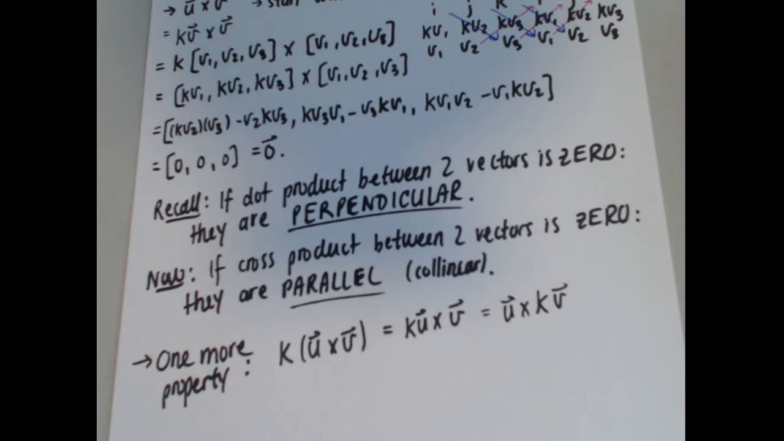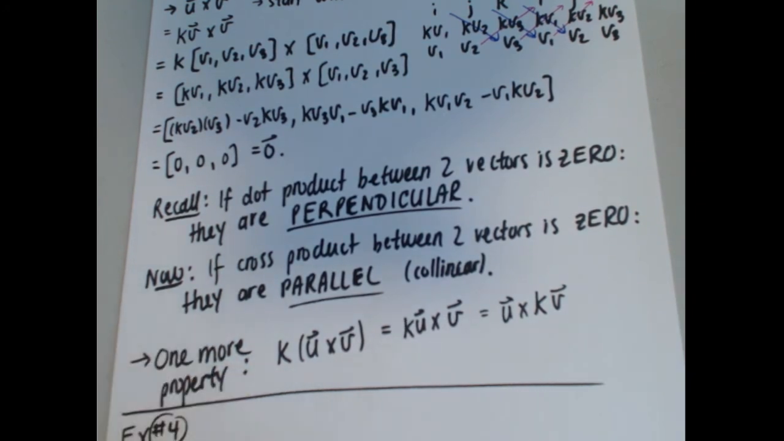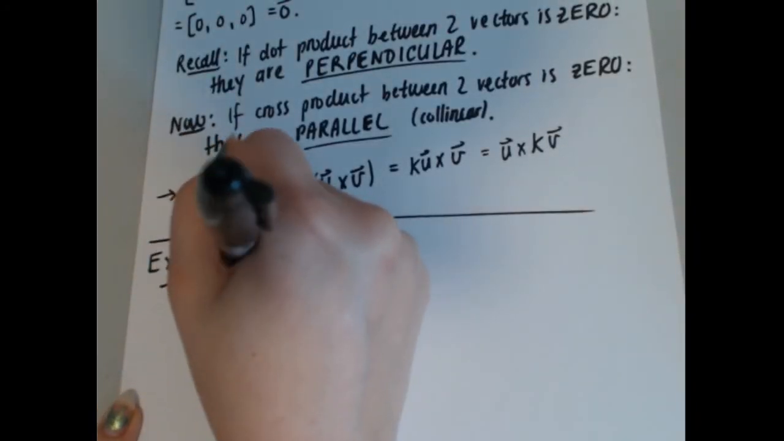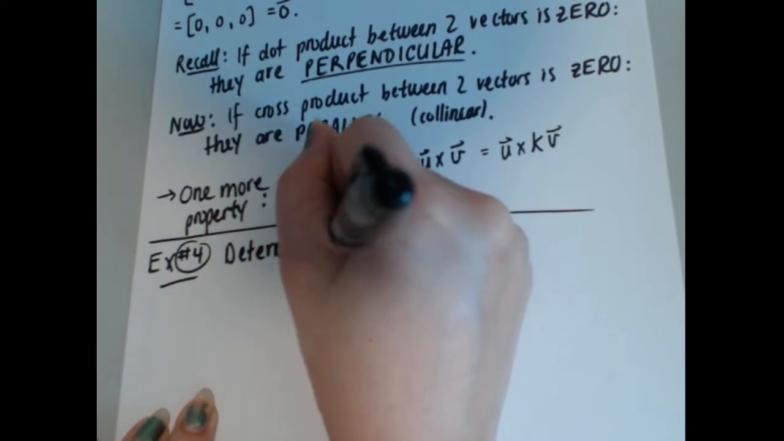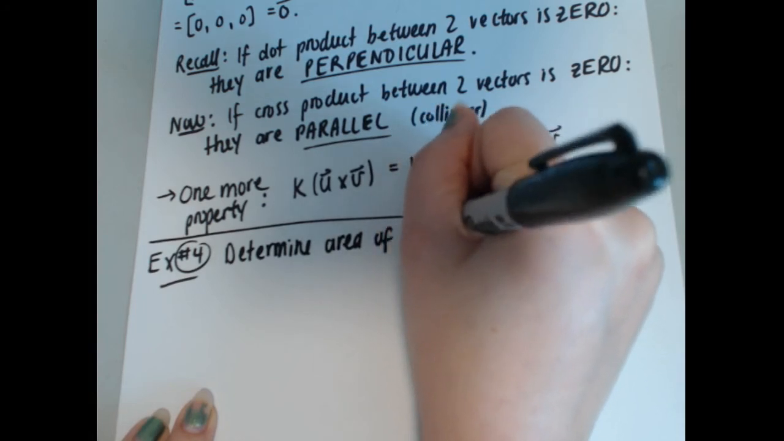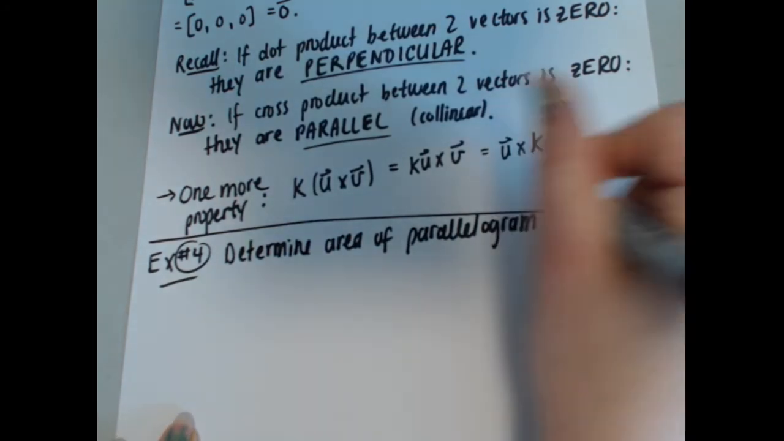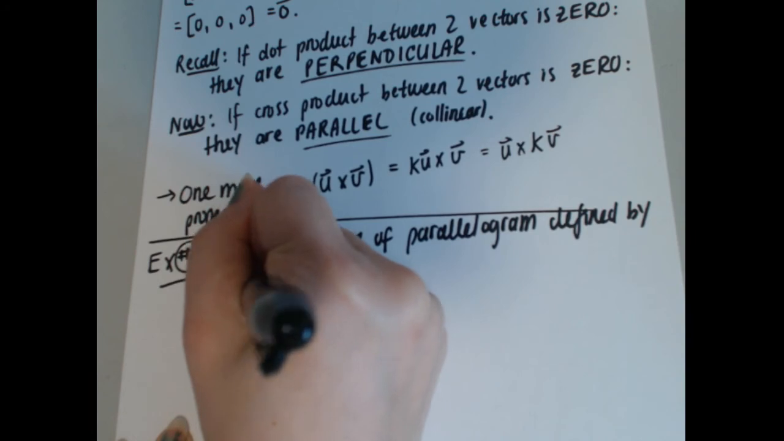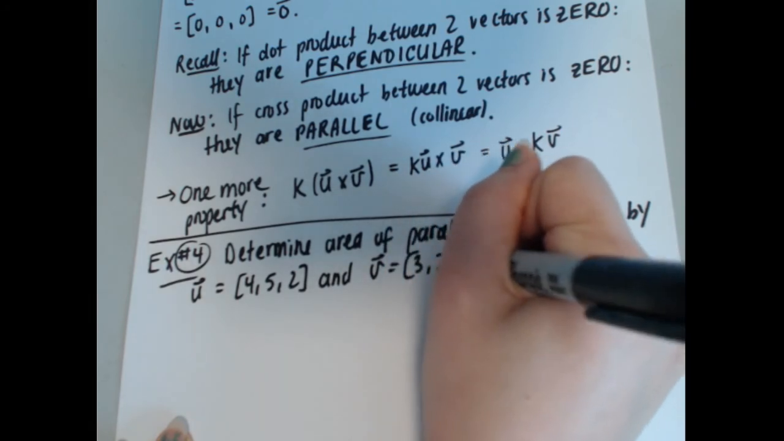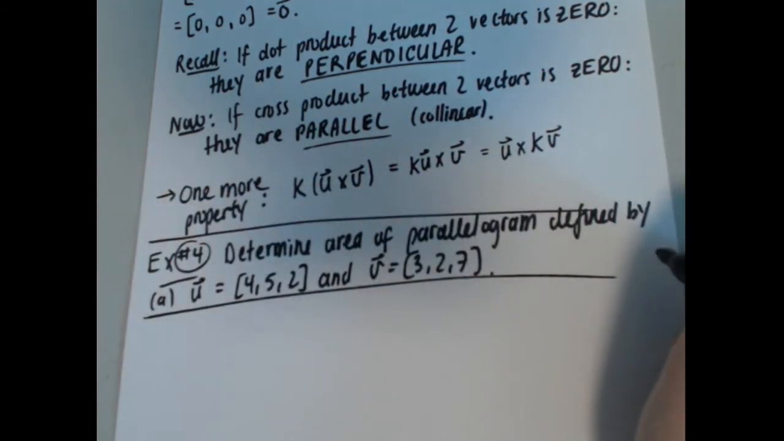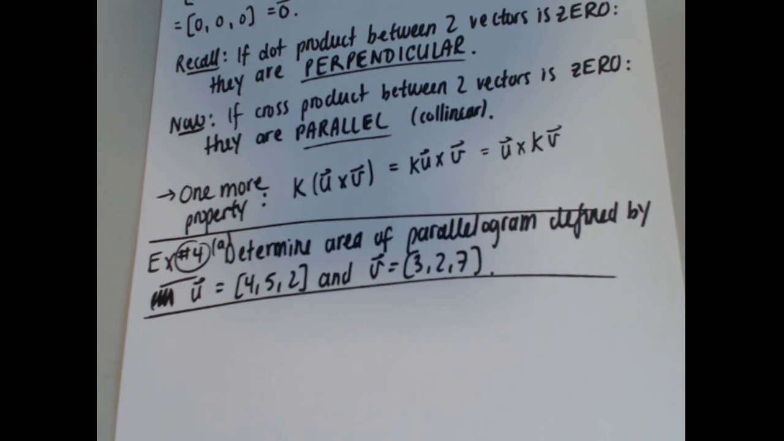Okay, we're moving into our last example. Now it does comprise two parts. So here we go, example 4. I'll just write it on this page. Determine the area of the parallelogram defined by vector u, which is 4, 5, 2, and vector v, which is 3, 2, 7. So this is going to be part A. Not this part right here, that's the vectors. This is part A: determine the area of the parallelogram.